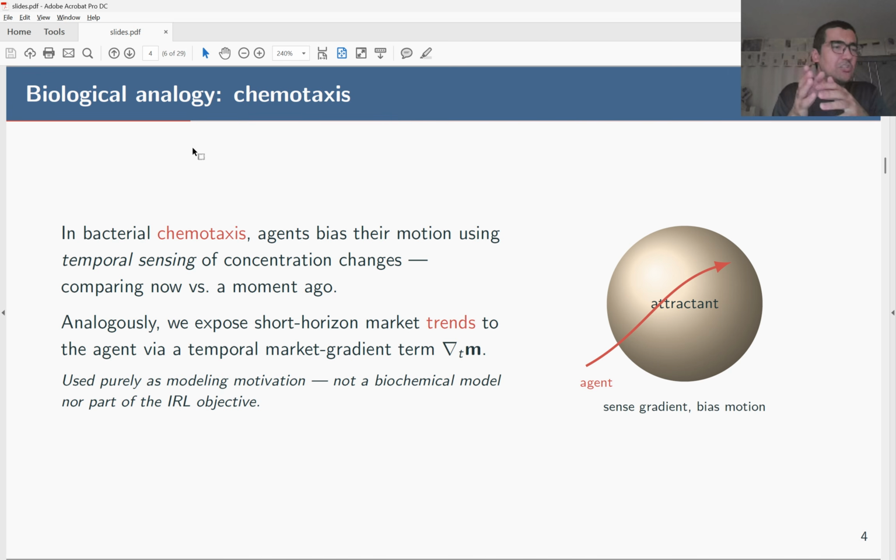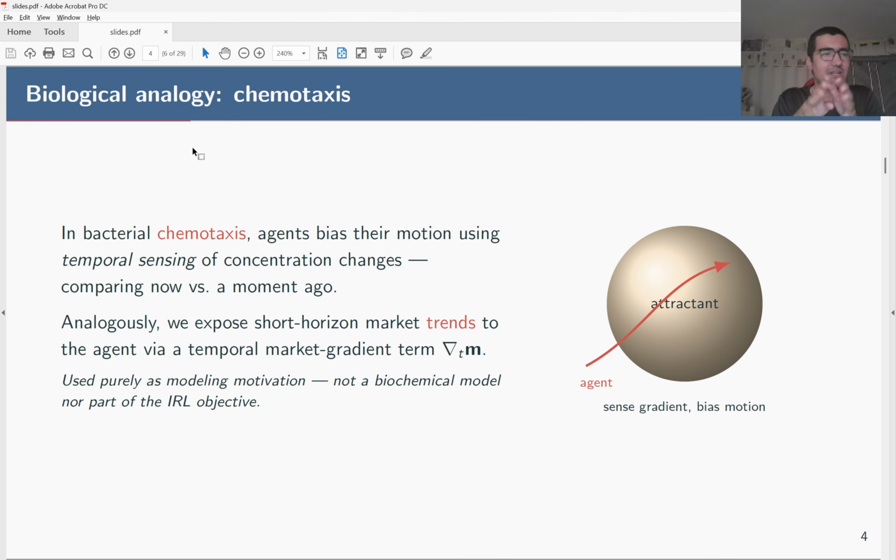A bacterium can't measure an absolute concentration very well, so instead it tends to sense how concentration is changing over time, comparing now versus a moment ago, and biases its motion toward attractants based on that temporal gradient. We borrowed exactly that idea. We expose short horizon market trends to our agent through a temporal market gradient term, which I will write as nabla-tm, and the agent doesn't just see a static snapshot of the market. It sees which way things are moving.